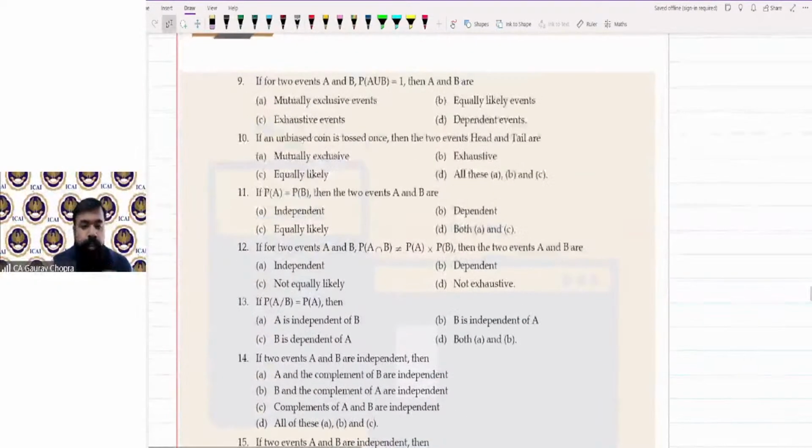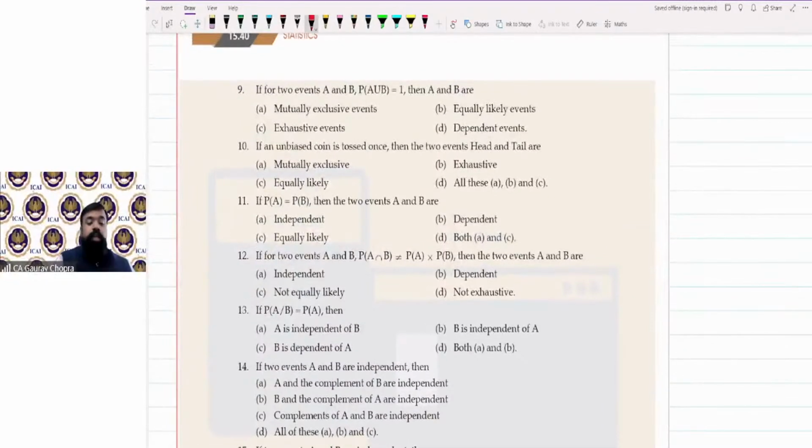Then it is 9. If for two events A and B, A union B is equal to 1, then events A and B are mutually exclusive, equally likely, exhaustive, or dependent. What will be correct? So clearly, whenever the total is equal to 1, the sum of all probability is equal to 1, it denotes exhaustive events.